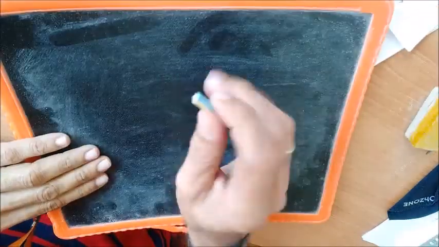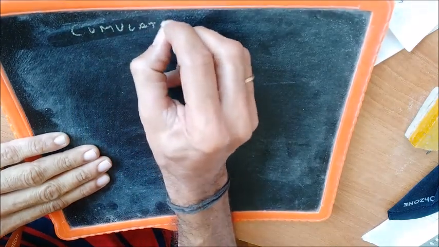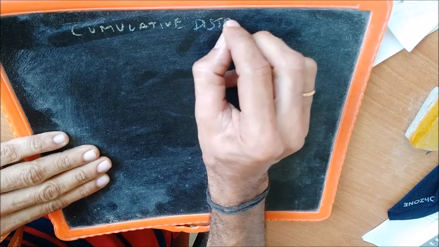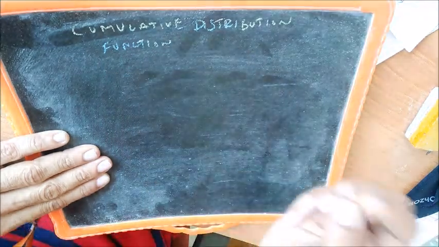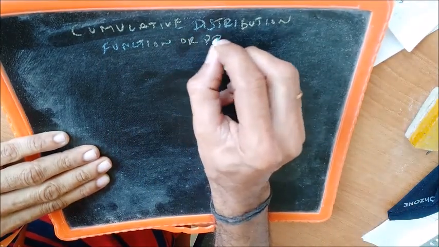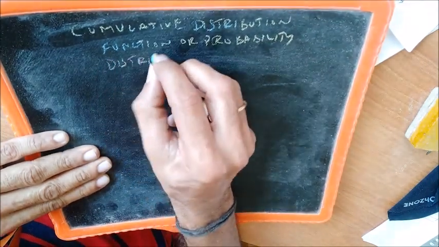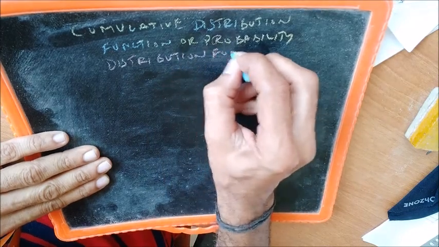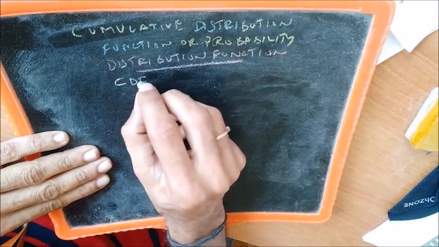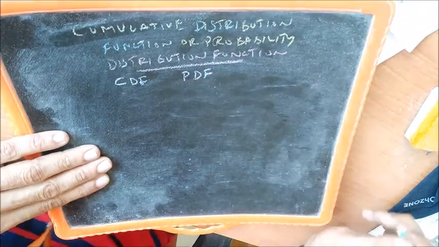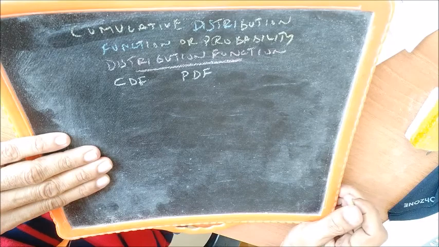Now moving on, a quick recall of the cumulative distribution function, or the probability distribution function. You can call it CDF, capital CDF, or capital PDF. It stands for the cumulative distribution function or the probability distribution function.